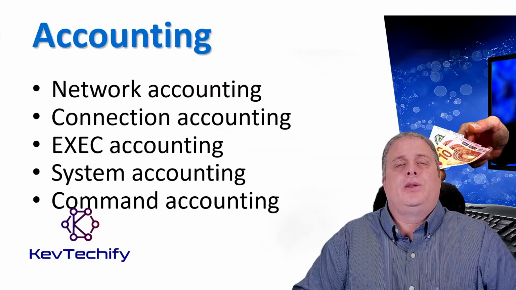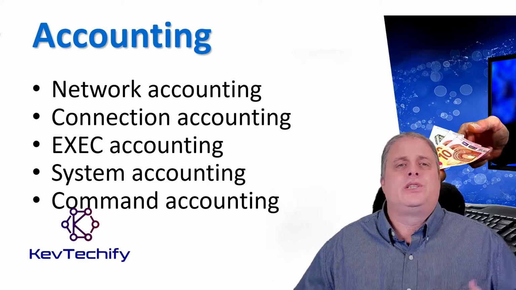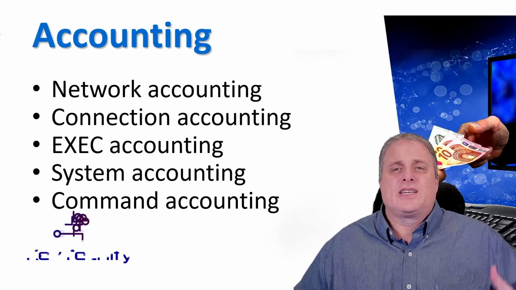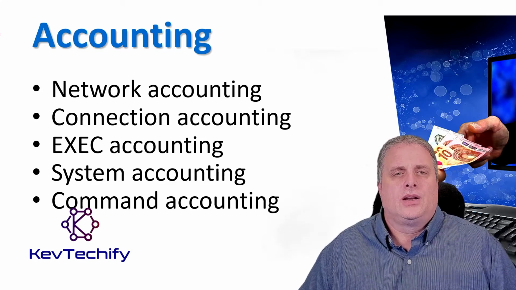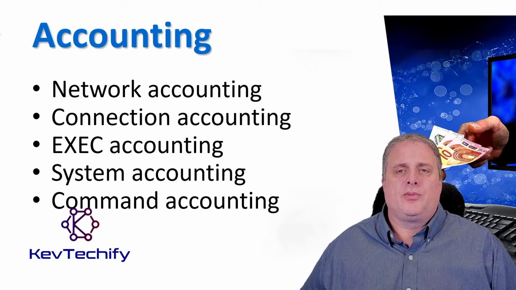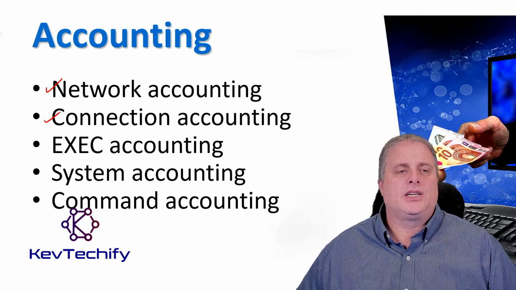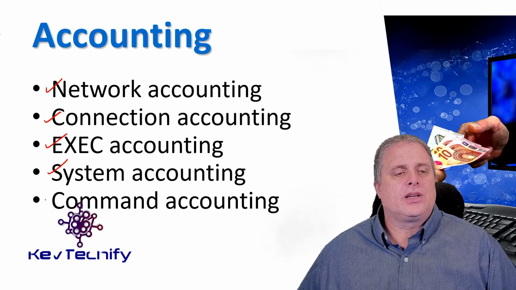Accounting is implemented using a AAA server. Now, this service reports usage statistics back to the ACS server. These statistics can be extracted to create detailed reports about the configuration of the network. Some of the types of accounting information that can be collected are network accounting, connection accounting, exec accounting, system accounting, and also command accounting.